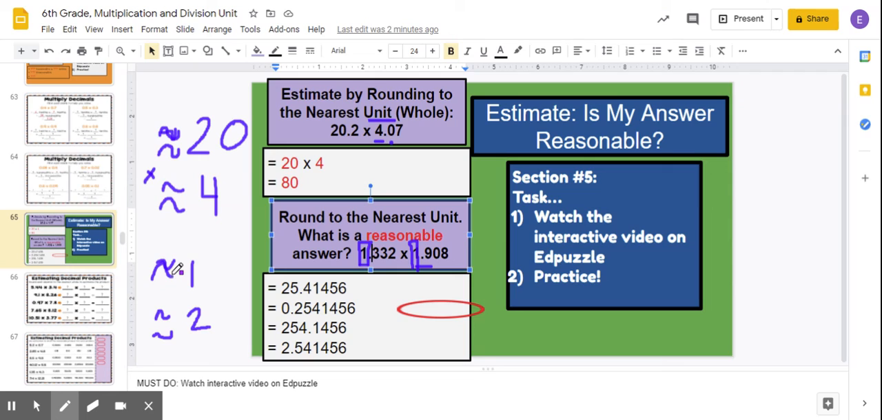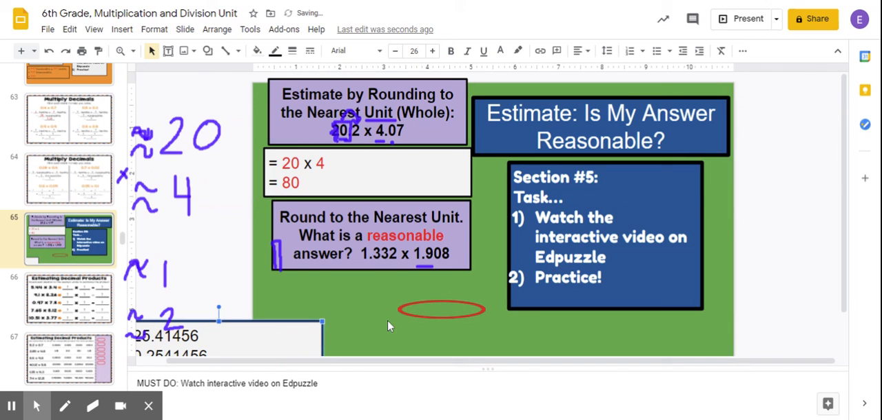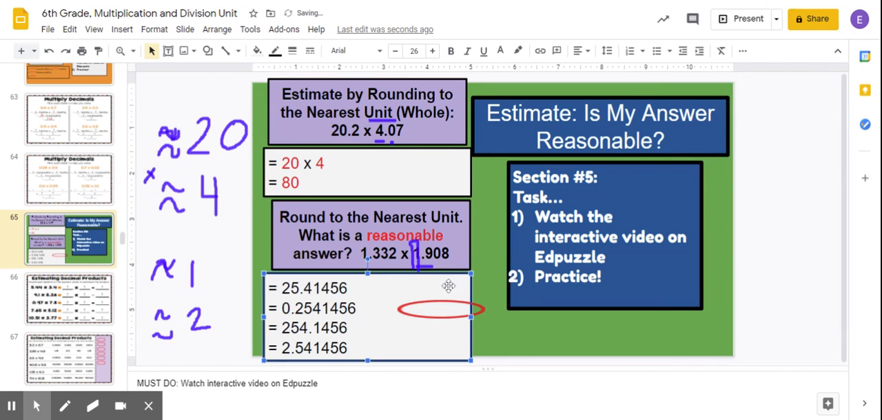So if we multiply those together, 1 times 2 is 2. So when we want to think about what is a reasonable answer, well, 25 is not reasonable. Less than 1 is not reasonable. Something in the 200s definitely not reasonable. So it leaves us right here.